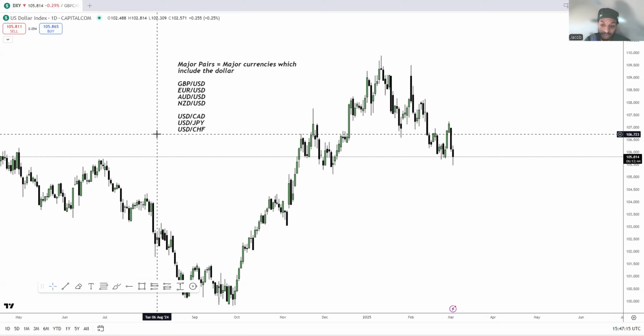You've got GBP USD, so the Great British Pound against the dollar. You've got Euro USD, again against the dollar. You've got the Aussie USD. You've got the New Zealand dollar, and then you've got USD CAD, USD JPY, USD Swiss franc.